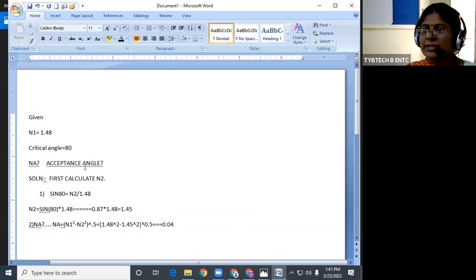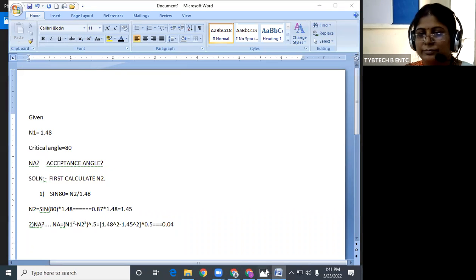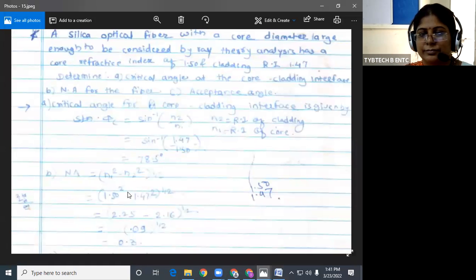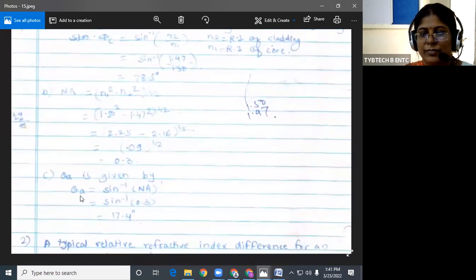And then what is asked third? Acceptance angle. Which formula will we use? NA is equal to sine of theta A. So theta A is equal to sine inverse of NA. Use that formula. Theta A is equal to sine inverse of NA.